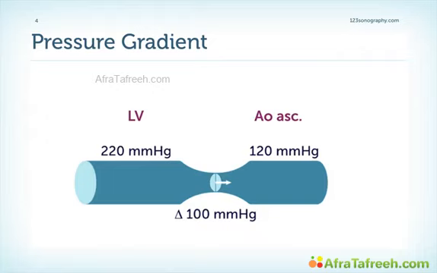In heart catheterization or with Doppler, we can actually measure the pressure gradient or pressure difference between the left ventricle and the ascending aorta. Now look at the high pressure the left ventricle has to achieve to get a normal blood pressure in the ascending aorta if you have severe aortic stenosis. So this is actually the pressure gradient.